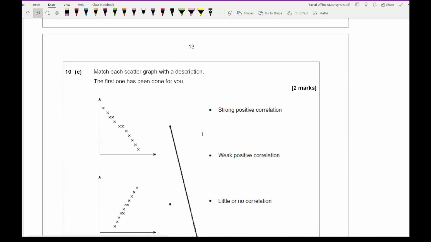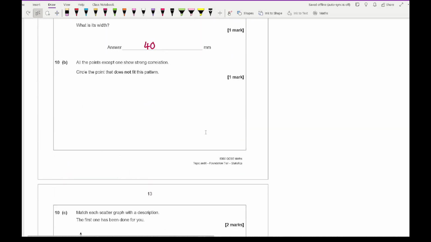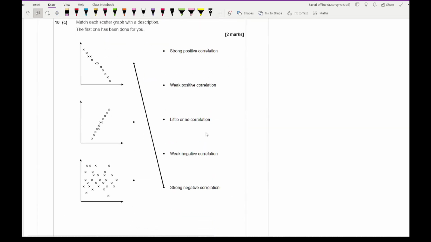Then moving on to 10C, it says match each scatter graph with the description. The first one has been done for you. So there we go. Here, the second graph shows extremely strong positive correlation because the line's going upwards and it is virtually in a straight line. So that's going to be connected to the first one. And the third graph shows absolutely no correlation. So that's going to be that one there.